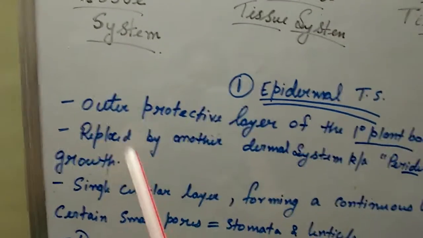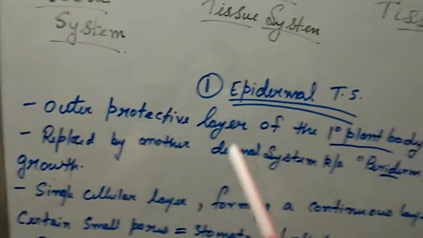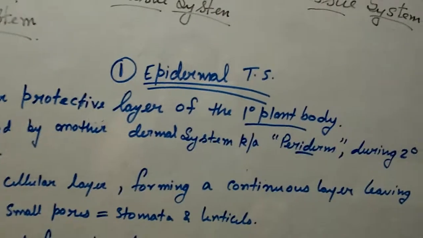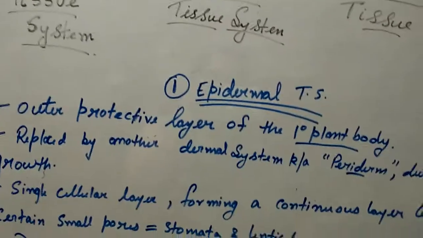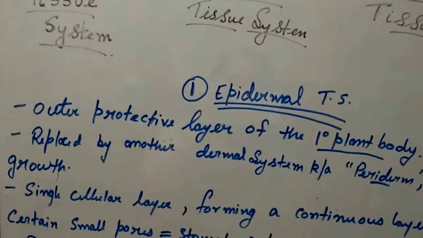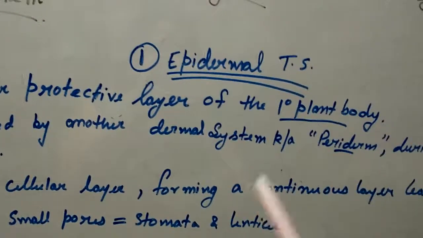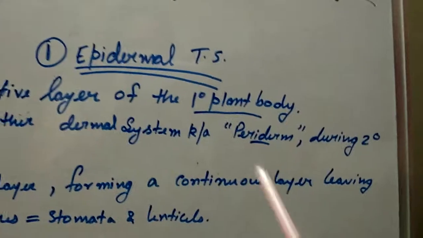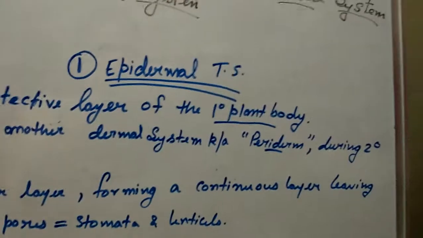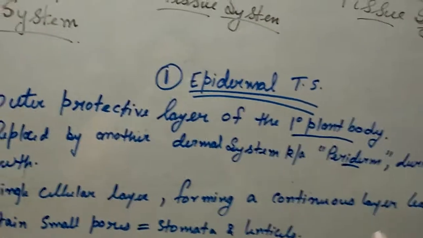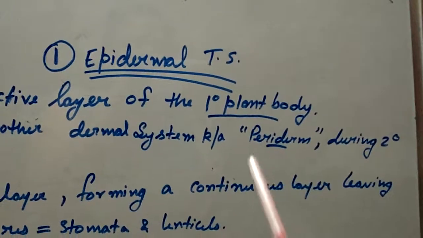It forms the outer protective layer of the primary plant body. Epidermis, as I have already told you, is the outermost protective layer found in primary plant body, replaced by another dermal system, which is commonly known as periderm, during secondary growth. So when a plant is showing secondary growth, then epidermis is replaced by this dermal system, which is commonly known as periderm.